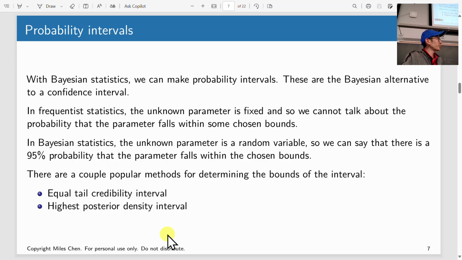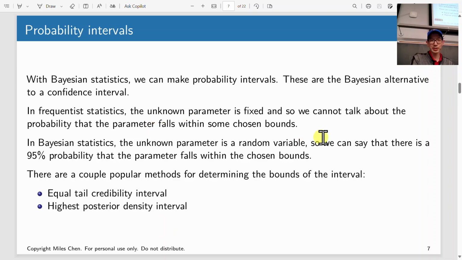Okay, so with Bayesian statistics, instead of confidence intervals, we make actual probability intervals, okay? And so, in frequentist stats, when you learned about a confidence interval, we said you can only say I'm like 95% confident, but you weren't allowed to use there's a 95% probability. With Bayesian stats, because the unknown thing is a random variable, you can now use the word probability, and that's fine.